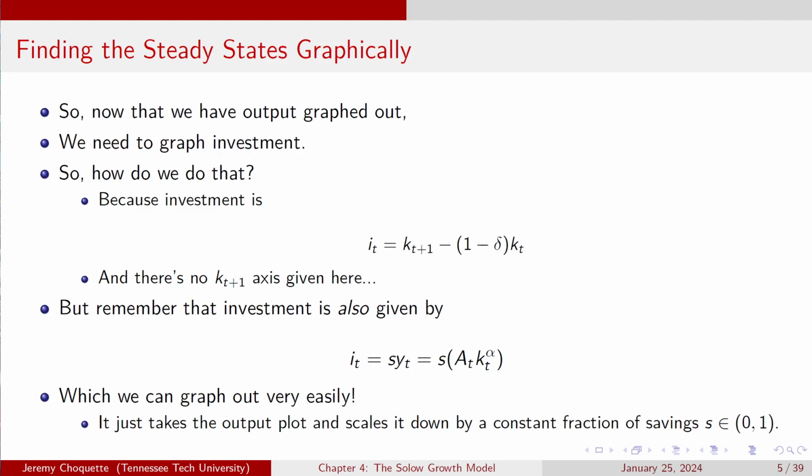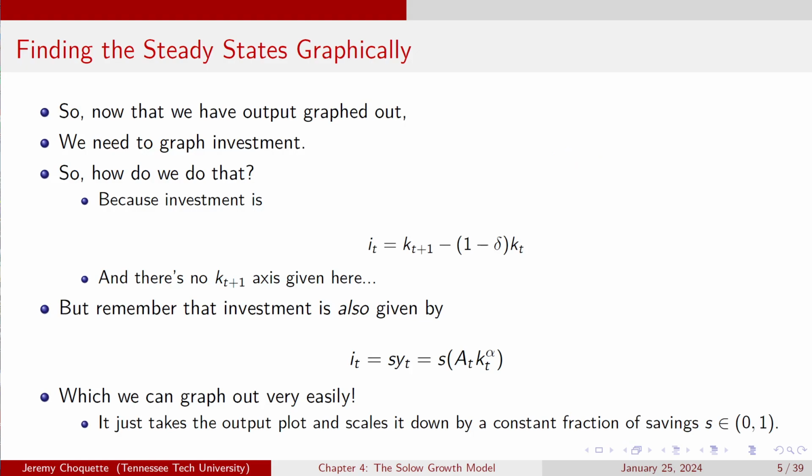Okay, so now that I've got that graphed out, I need to graph investment next. But the question is, how are we going to do that? Because investment isn't like Y equals something K_t. Investment is K_{t+1} minus (1 minus delta) K_t. There's no K_{t+1} axis over here.